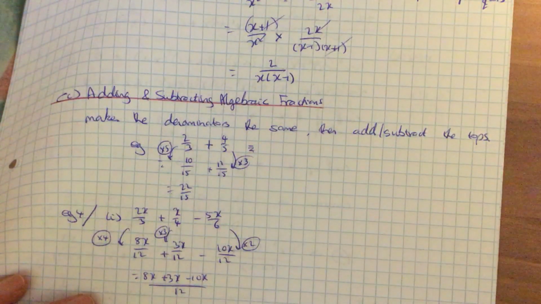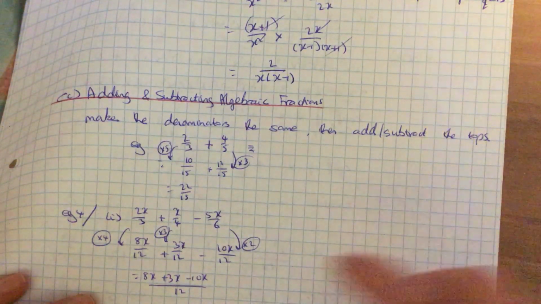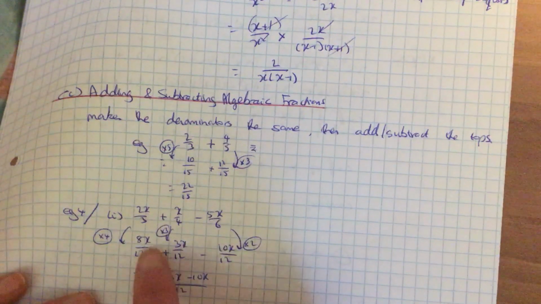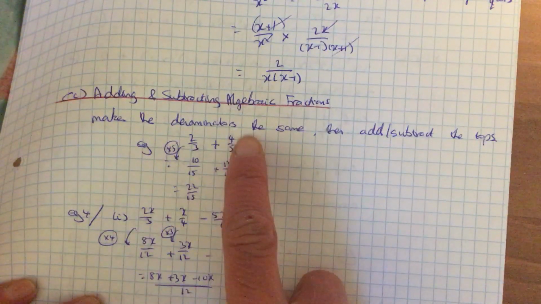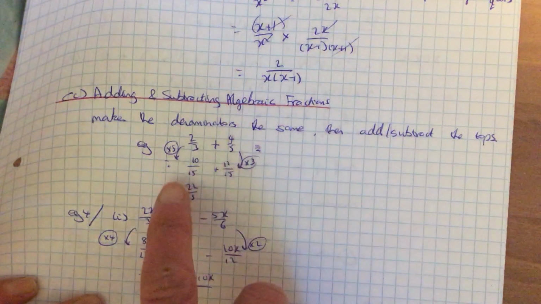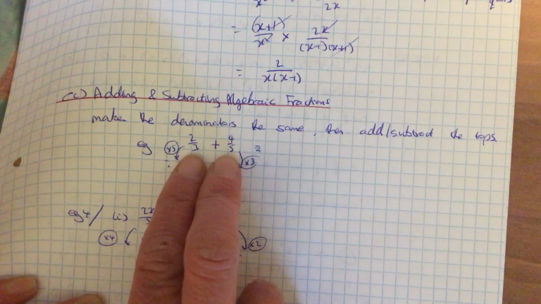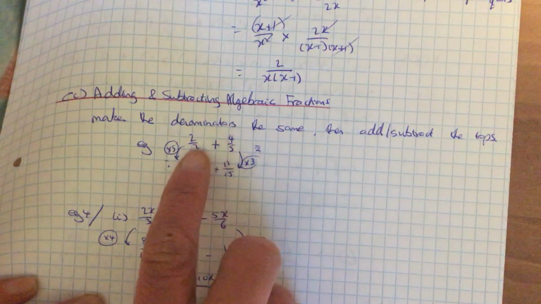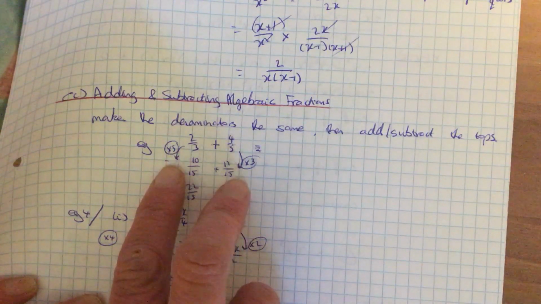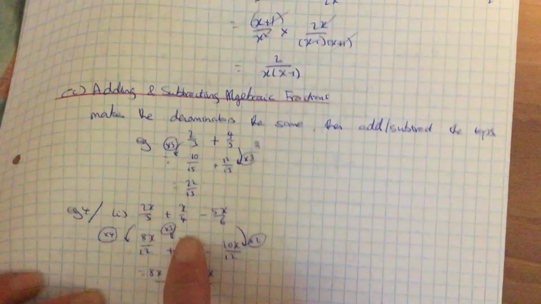The next thing I'm going to do here is adding and subtracting rational algebraic fractions. Before I do that, I remind you how to add and subtract fractions. You must have the denominators the same. So if you had 2/3 plus 4/5, you'd make them both out of 15. You'd times that one by 5 and times that one by 3. Once the bottoms are the same, you add the tops.